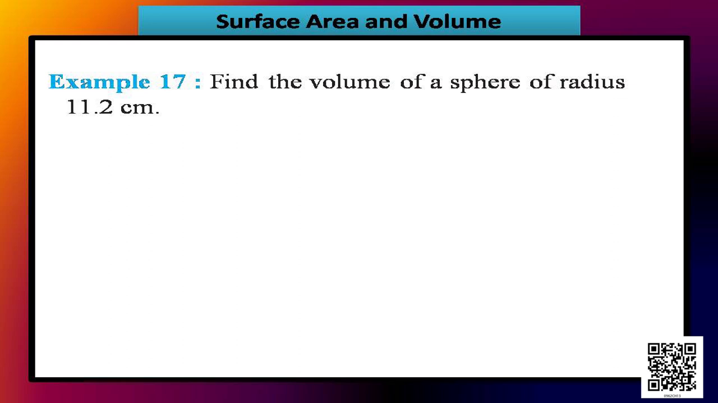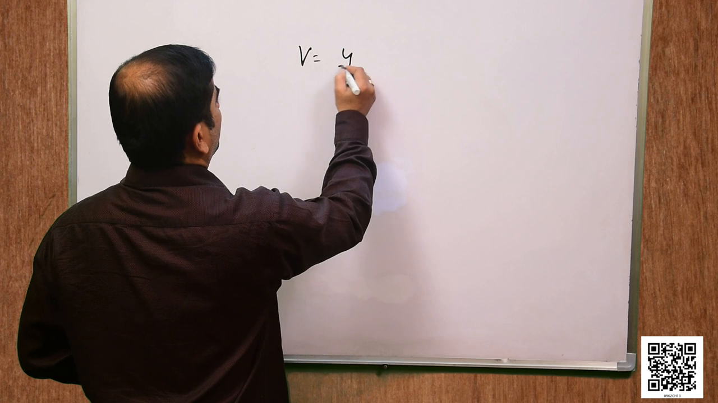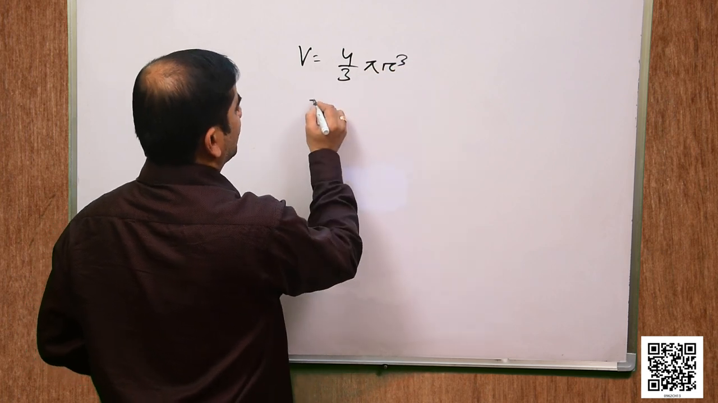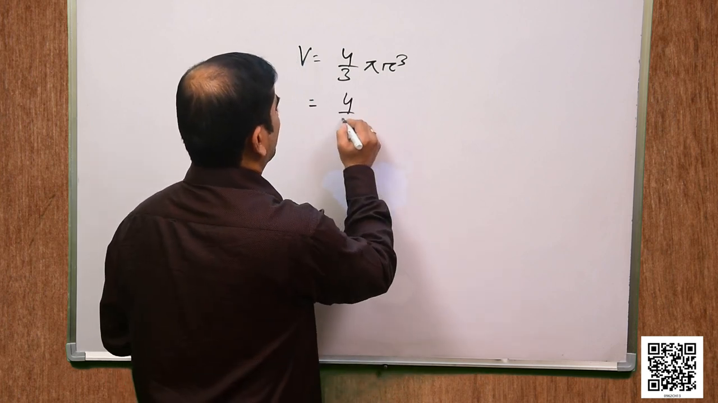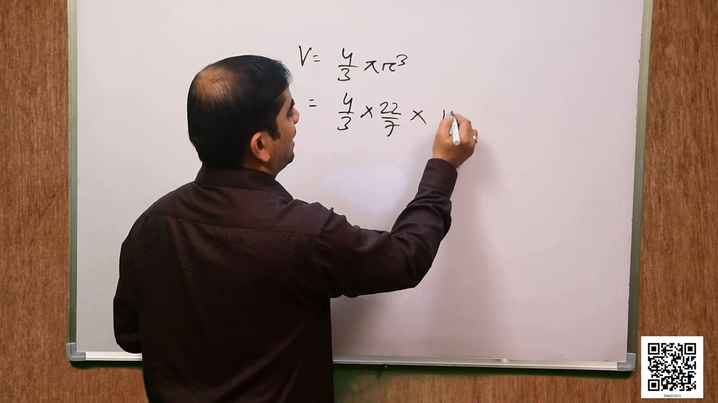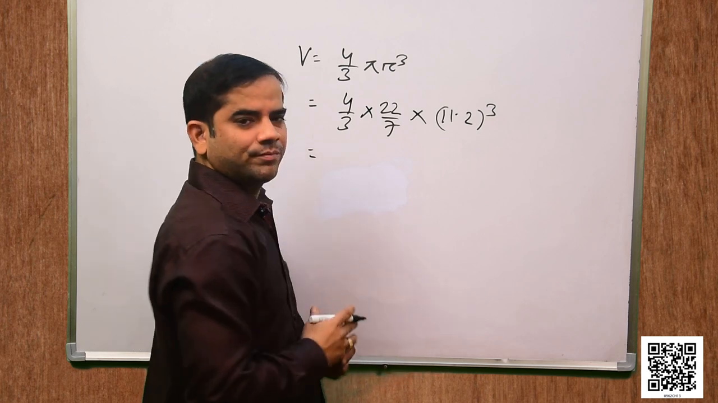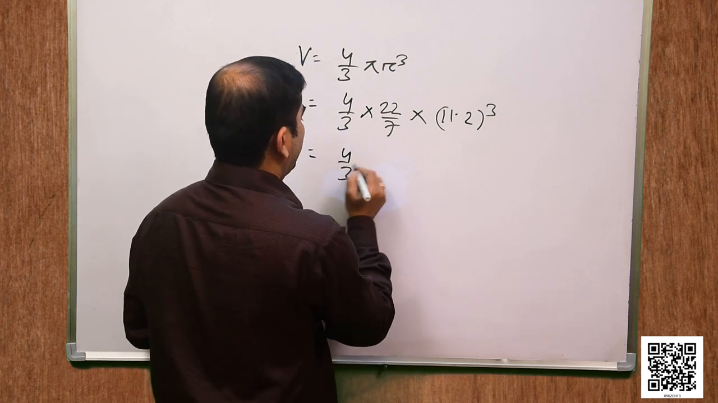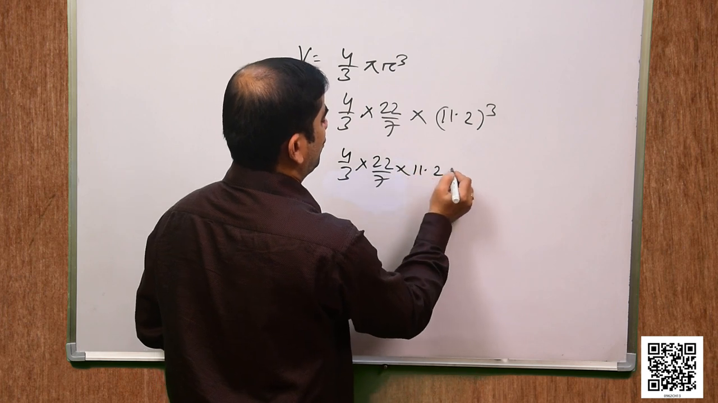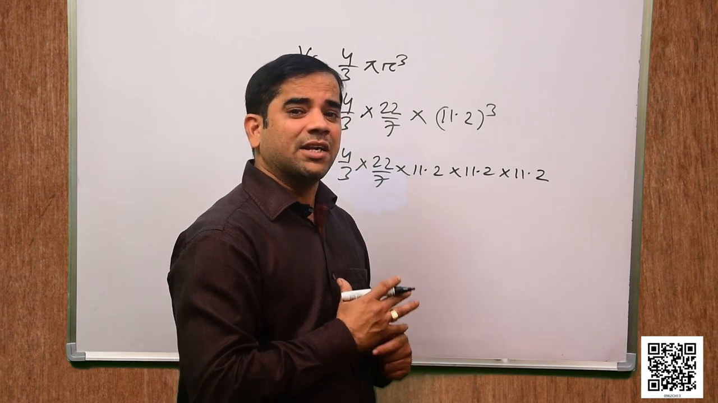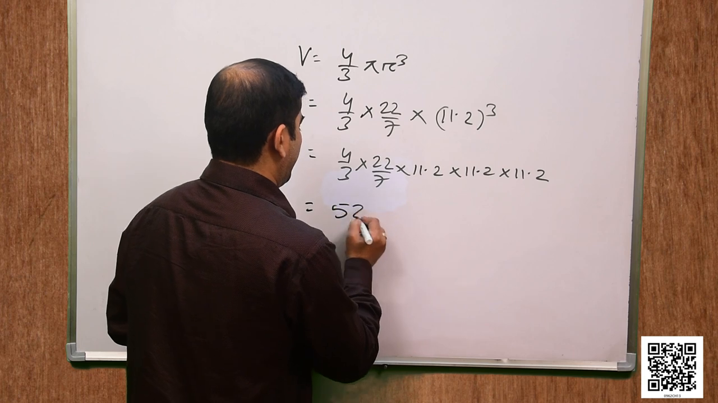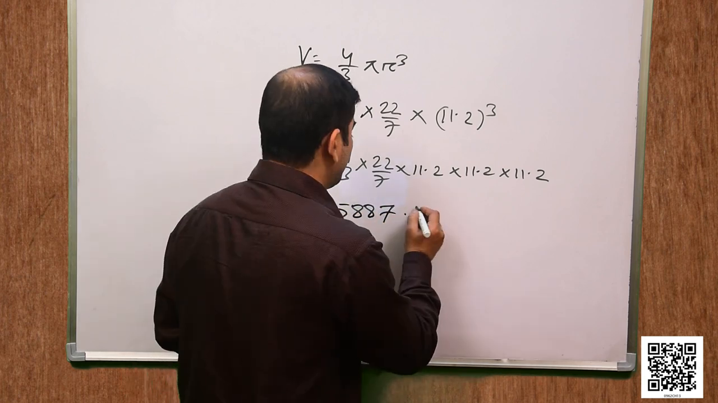Example 17. It says, find the volume of a sphere of radius 11.2 centimeter. Let us discuss the solution. So, volume is equal to 4 by 3 pi r cube. Radius is given as 11.2 centimeter. That means volume is equal to 4 by 3 into 22 by 7 into 11.2 whole cube. That is 4 by 3 into 22 by 7 into 11.2 into 11.2 into 11.2. And when we calculate, it gives us a value that is equal to 5887.32 cm³.